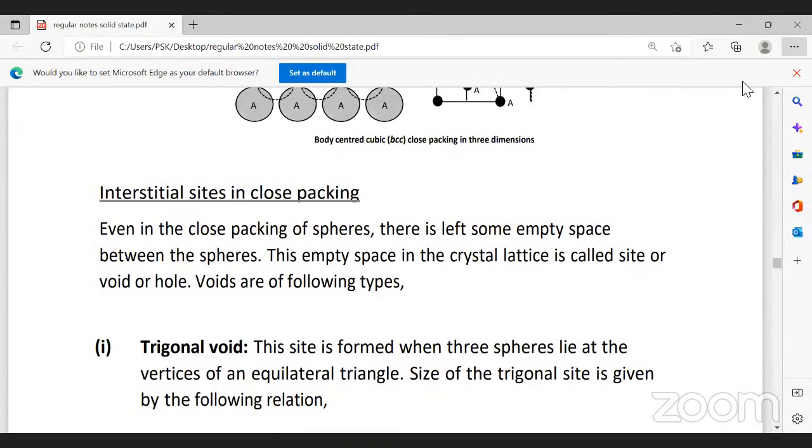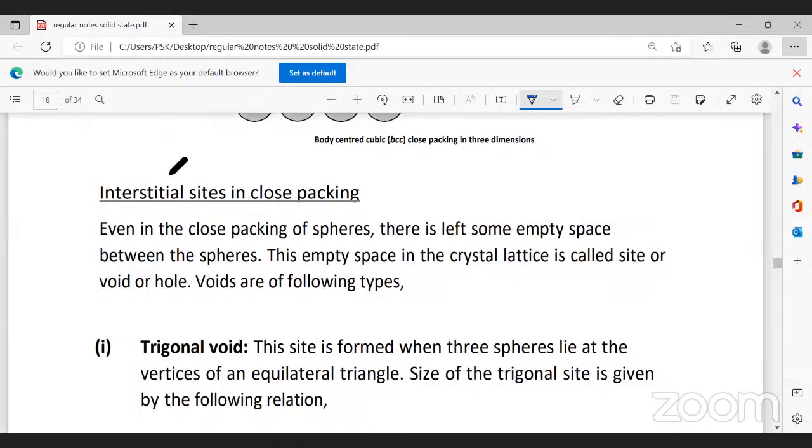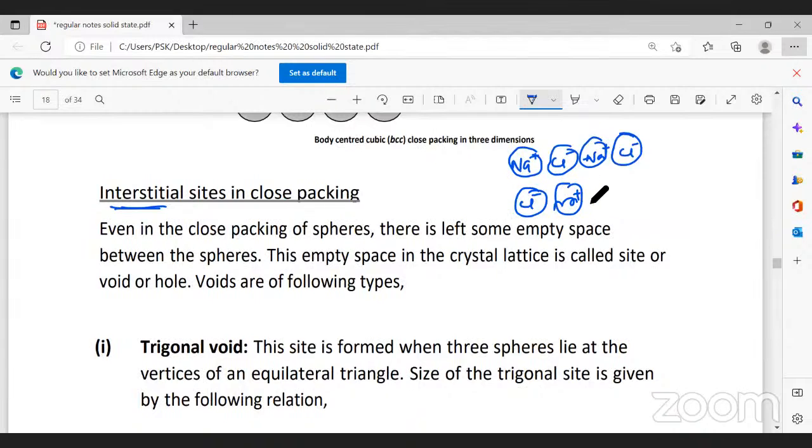Now, continuation of that is interstitial sites in closed packing. What do you mean by interstitial sites? If I have a sodium chloride crystal, sodium ion is positive, chloride ion is negative. Likewise, we have two different layers, assume, like this. If any particle from its original lattice position occupies the space between the two layers, then those sites are called interstitial sites.